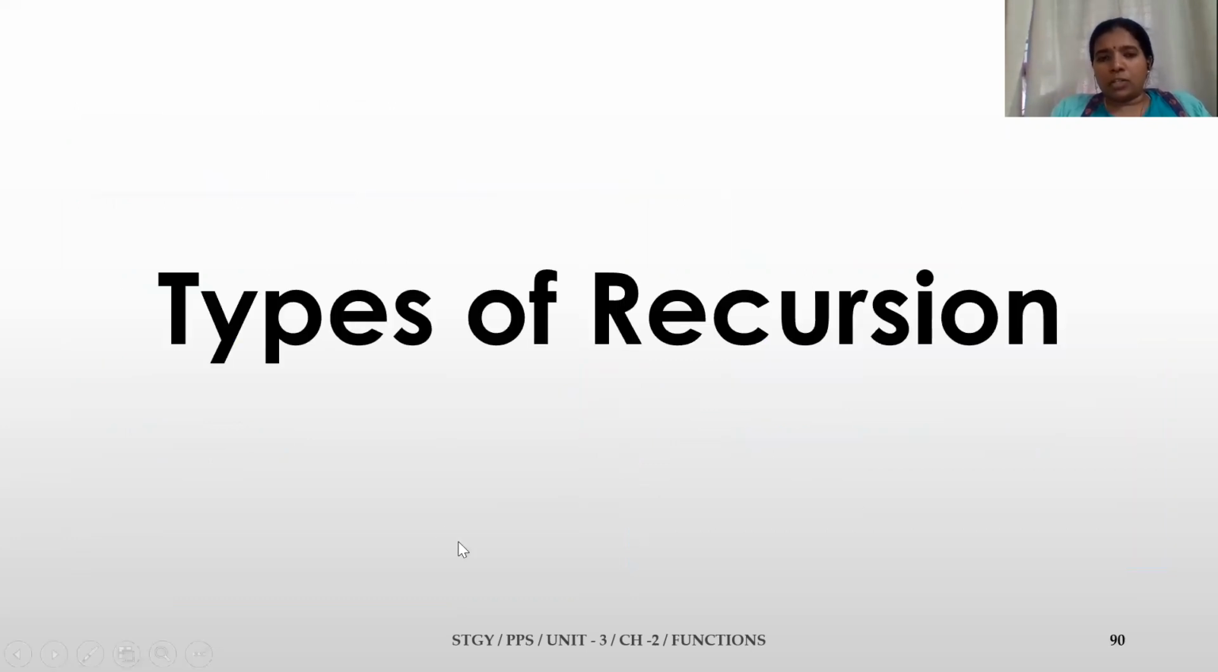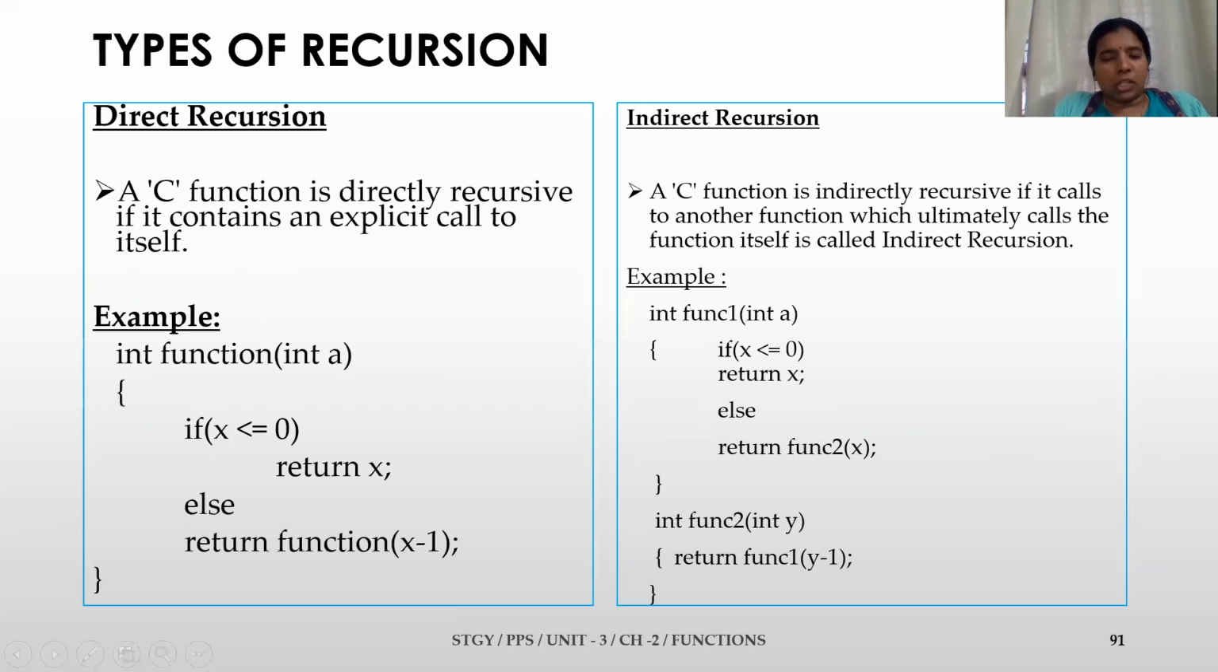What are the types of recursion? Basically, there are two types of recursion that we have already seen: direct recursion and indirect recursion. A function calling itself is direct recursion, and function one calling function two, with function two in turn calling function one, is called indirect recursion.